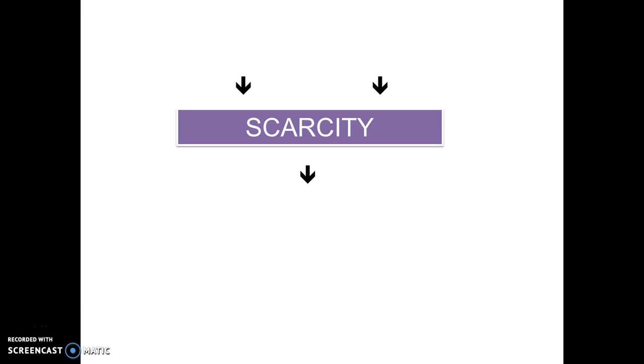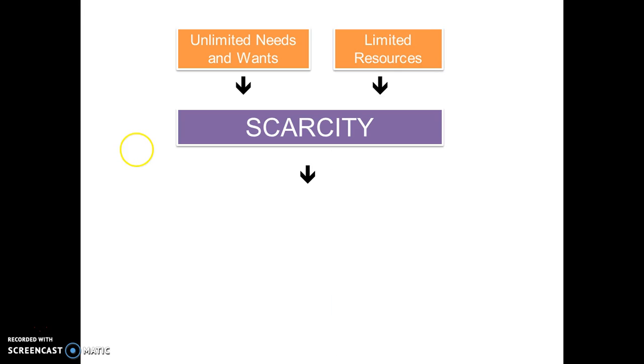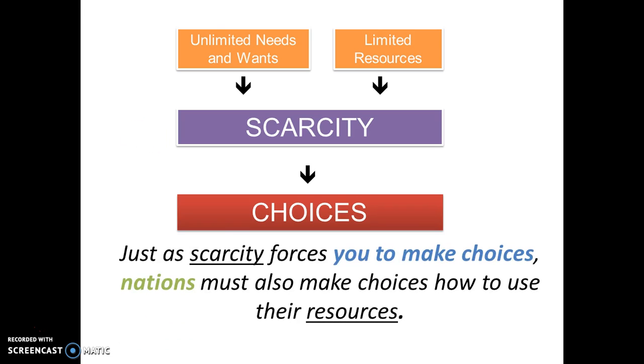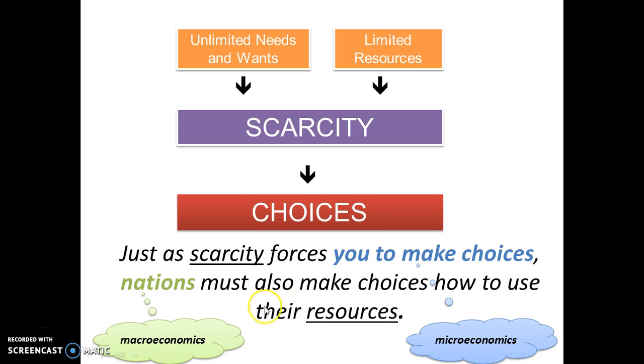And to put this in the context of our previous learning, we've learned about scarcity and the choices that it requires us to make. Scarcity forces you and I to make choices. It also requires nations to make choices. You and I making choices, that's microeconomics, and nations making choices would be macroeconomics. And this is what we're focusing on here when we talk about economic systems.